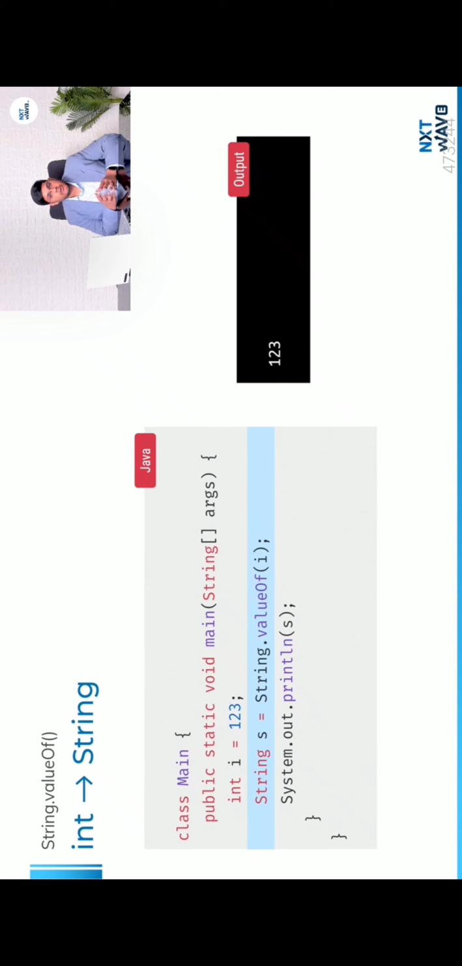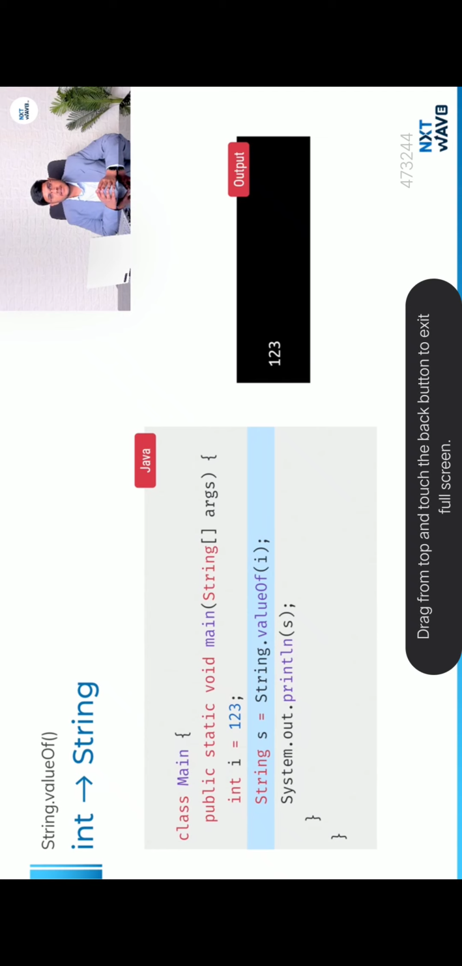Okay, so in this case we want to convert the value in the integer variable i. We are using String.valueOf(i). So the integer value 123 gets converted to a string value and gets stored in the string variable s. And whenever we print the value stored in the string variable s, we can see the string output.